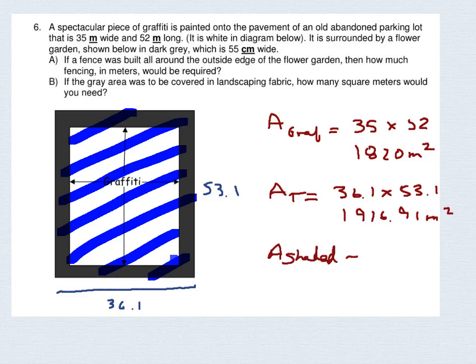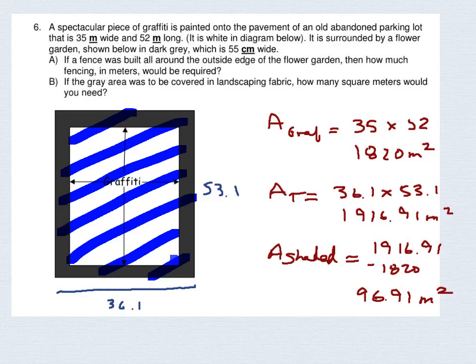So the area of the shaded region would be 1916.91 minus the 1820, which works out to be 96.91 square meters. So this lesson, you're meant to find, whenever you want to find the area between two shaded figures, you should find the area of the entire shape minus the area of the inside.